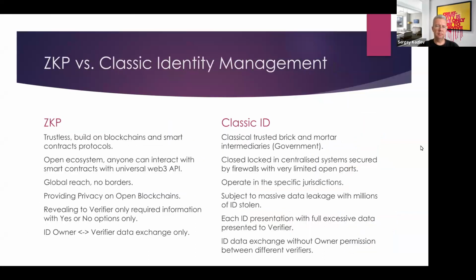So again, wrapping it all up and having the general idea. In a classical ID, we need classical trusted brick-and-mortar intermediaries like the government. This is the zero-knowledge proof: we can build it on blockchain, a smart contracts protocol. For the ZK, it's an open ecosystem. Anyone can interact with the smart contracts. For the IDs, we know that it's a closed, centralized system secured by firewalls with very limited open parts.